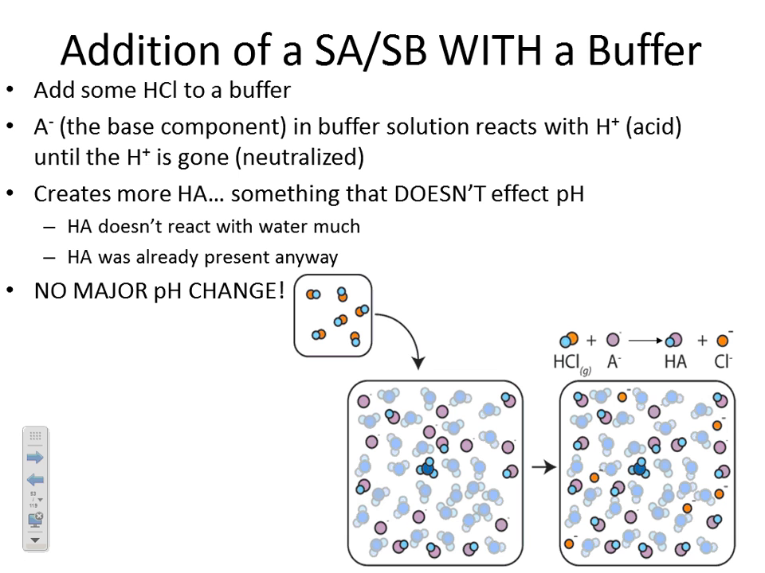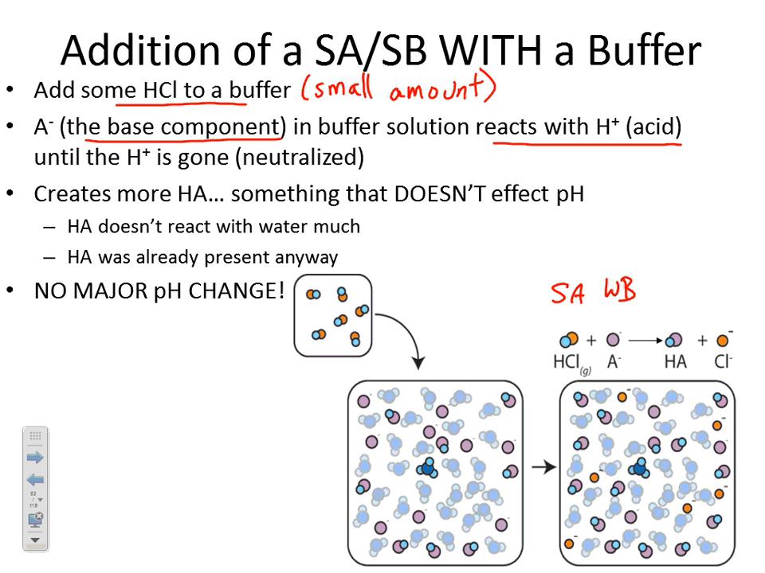So we add some HCl to the buffer. Again, I have to stress that we're only adding a small amount here. We're not adding crazy amounts of acid or base into a buffer. Now we have the flipped process happening. So now we're adding in a strong acid. That's our HCl, and it's going to react with the weak base component of the buffer because acids and bases like to react with one another. That's what they do. So the base component now reacts with the acid until the H plus is completely gone.